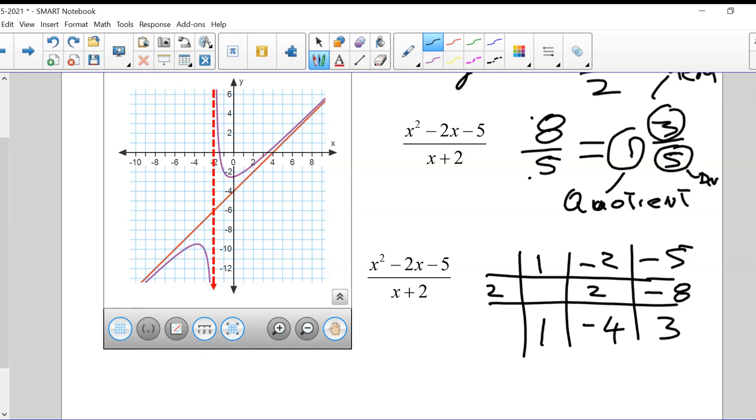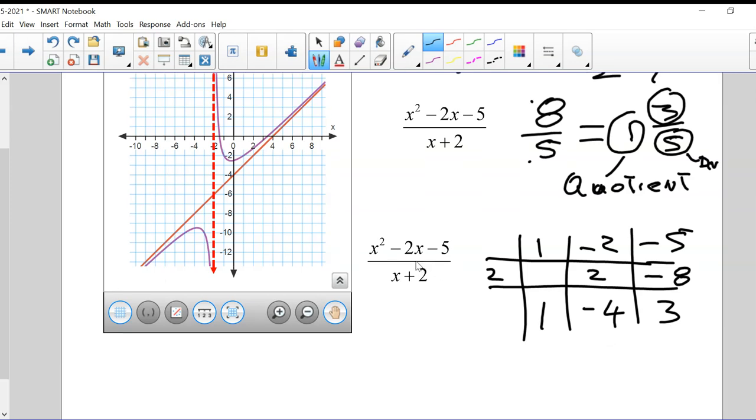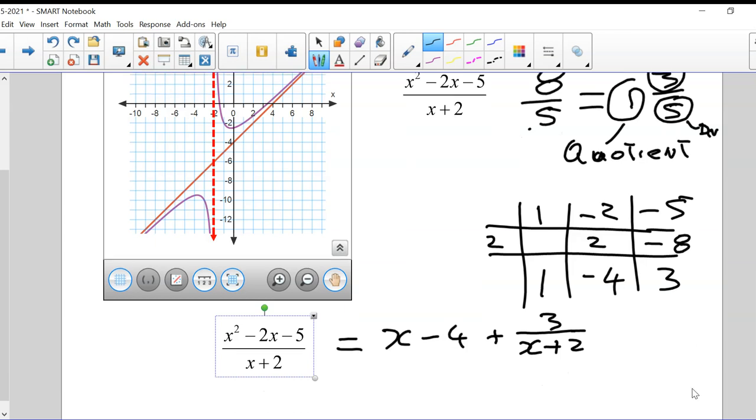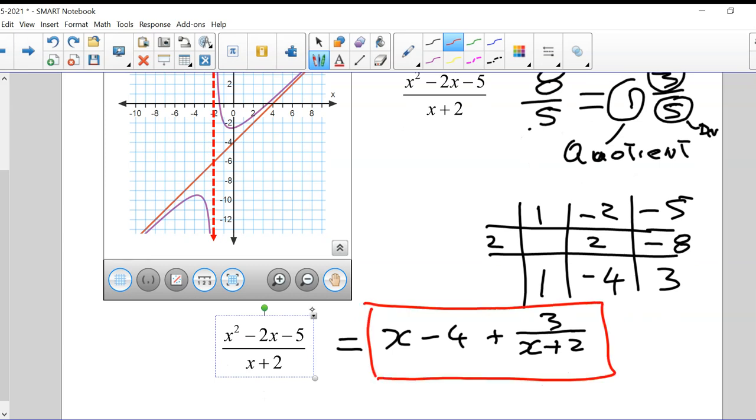So here is another way of writing this function. I'm going to rewrite it right now. I'm going to say that this is exactly equal to this part here, which is my quotient, x minus 4. So that's like this 1 that we had up here, plus 3 over the divisor of x plus 2. What I'm saying is that this thing that I'm going to circle right now is the equivalent of this thing that I've just circled over there. They are the same function.